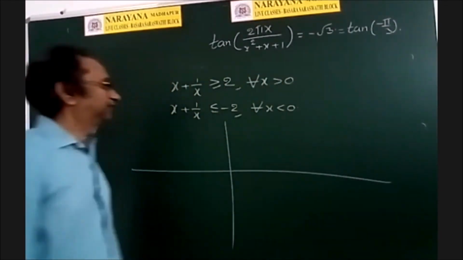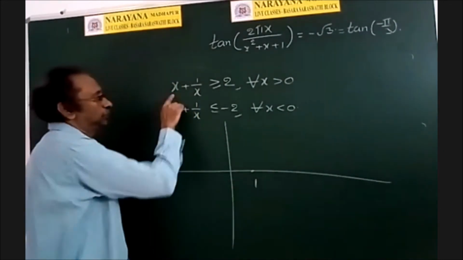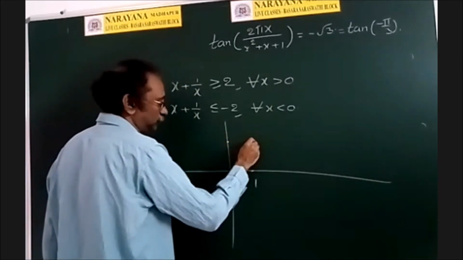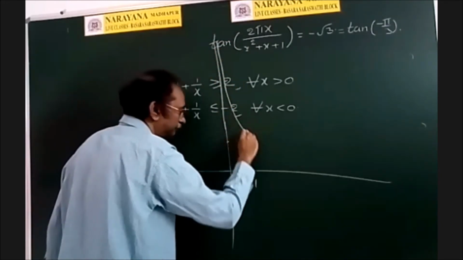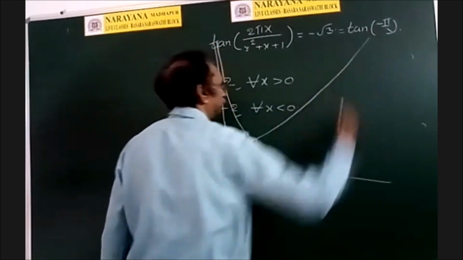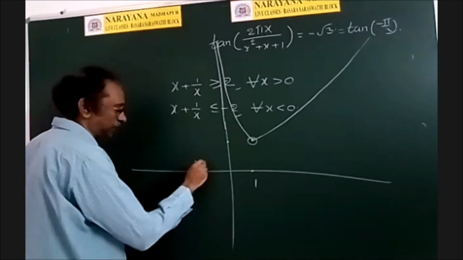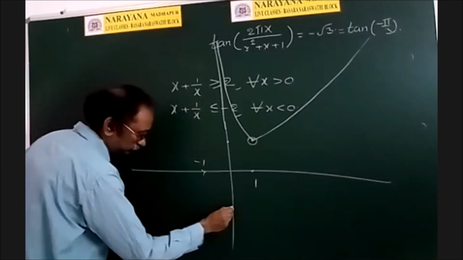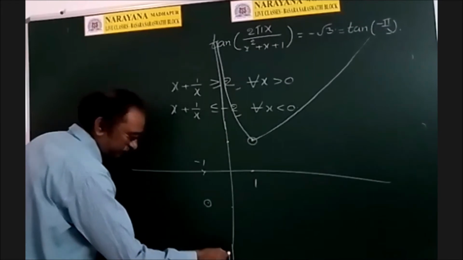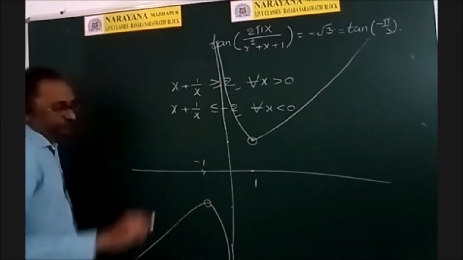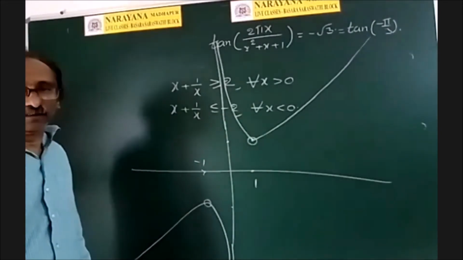See, the graph of x plus 1 by x is, if you put x equal to 1, you will get 2. Suppose this is the value 2, and this graph is like this. Similarly, if x is equal to minus 1, you will get minus 2. This is the point, and the graph will be like this. So this is the graph of x plus 1 by x.